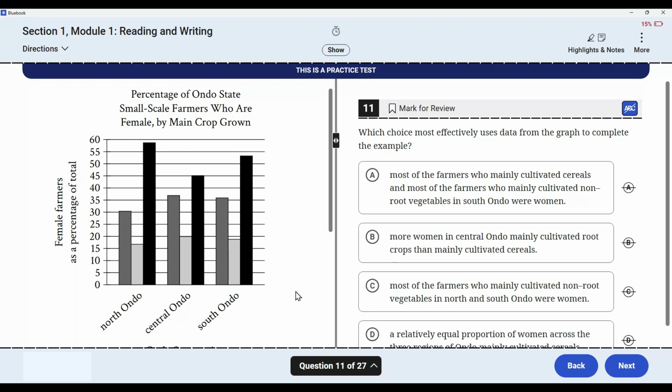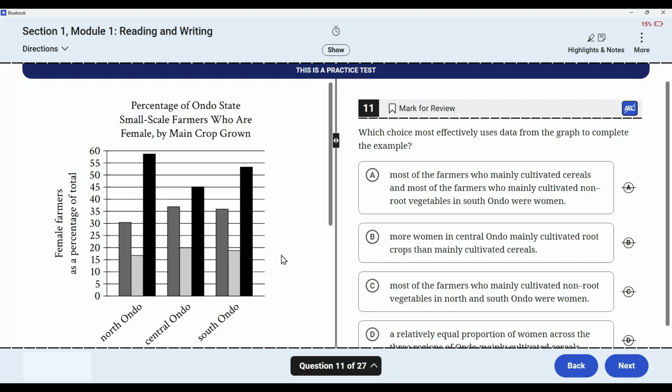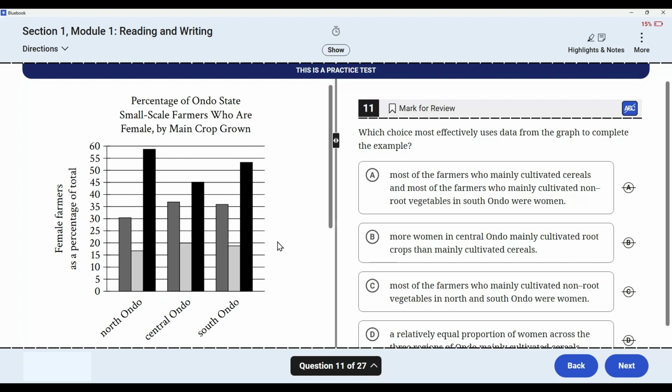So there actually weren't any more graphs and things in Bluebook practice test number 5, so I went to number 4 for another example, and I think I'm going to have to skip around one more time. But let's go ahead and look at this bar chart. A little bit different than the graph that we saw earlier.